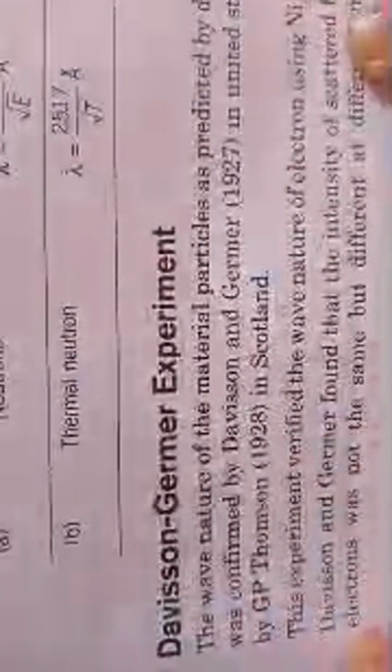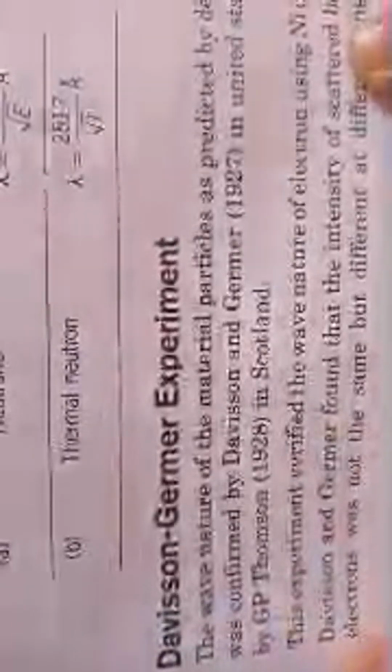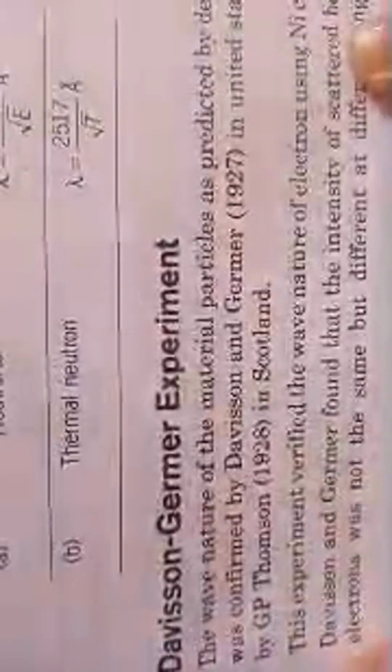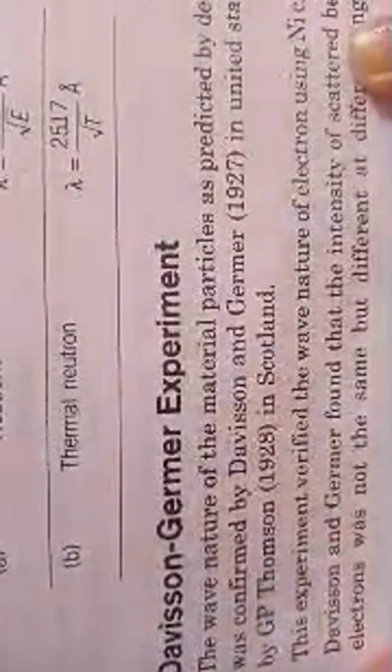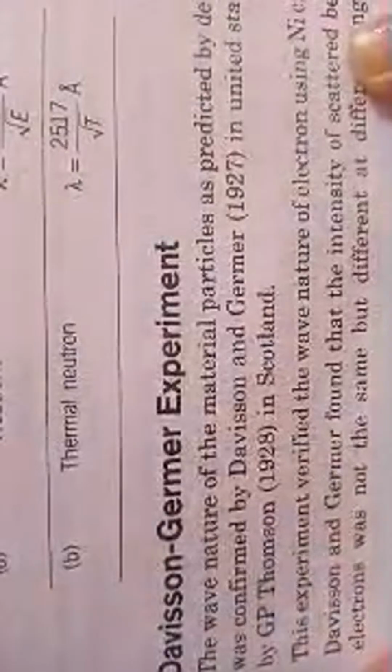The wave nature of the material particles as proposed by de Broglie was confirmed by Davisson and Germer in the United States and by G.P. Thomson in Scotland. This experiment verified the wave nature of electrons using crystals. Davisson and Germer found the intensity spectrum of electrons was not the same but different at every angle.